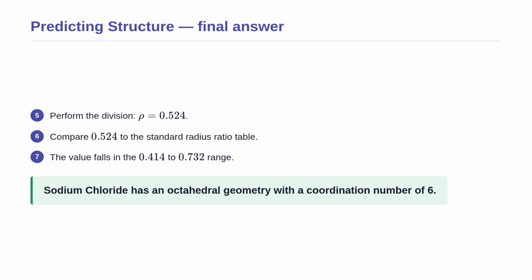Now, we look at our standard ranges. This number falls perfectly between 0.414 and 0.732. Therefore, we can confidently predict that sodium chloride has an octahedral geometry. Physically, this means each sodium ion is surrounded by exactly 6 chloride ions, which matches real-world experimental observations perfectly.